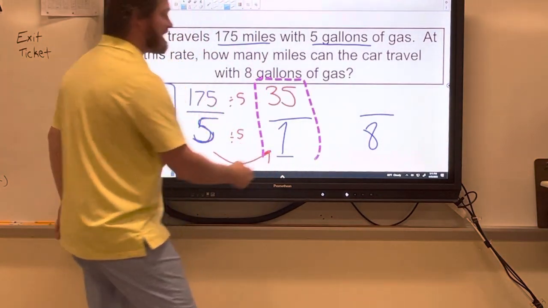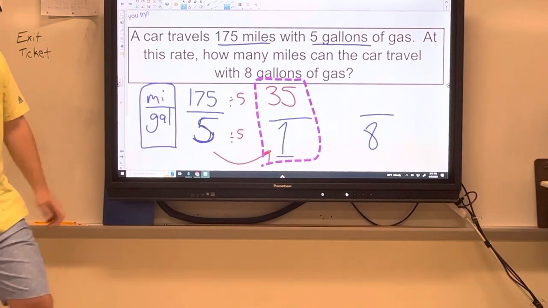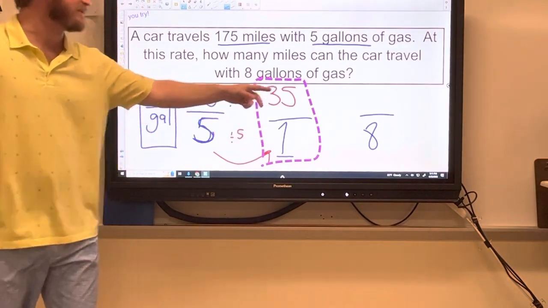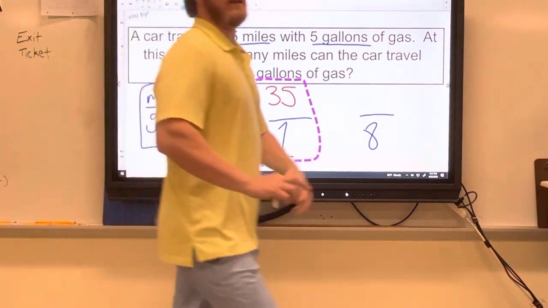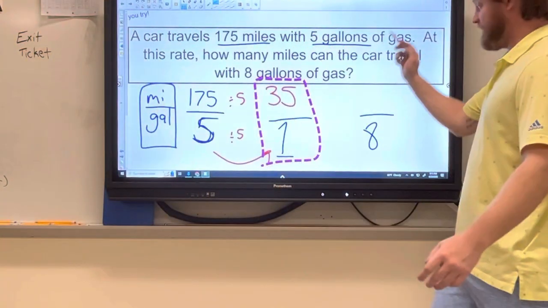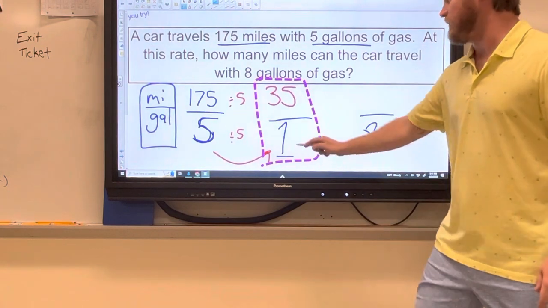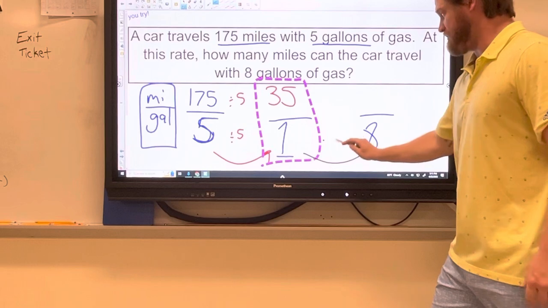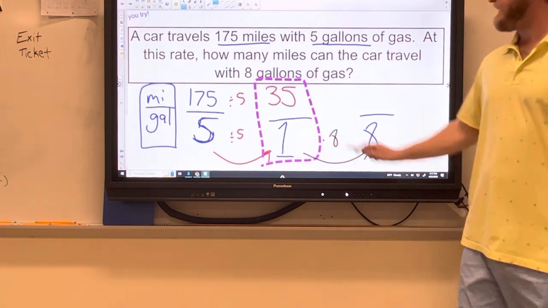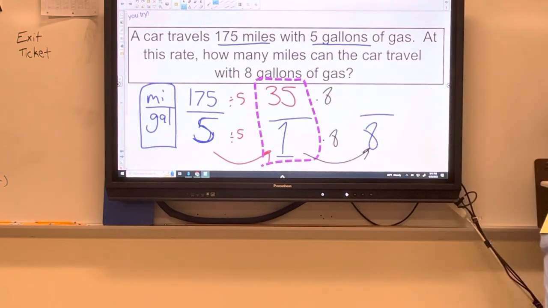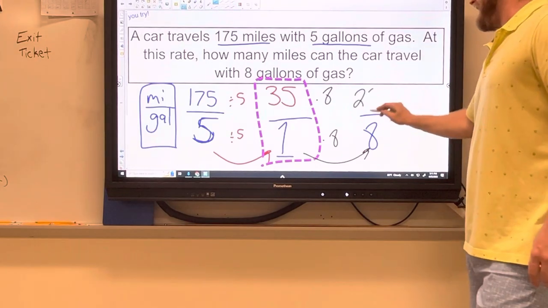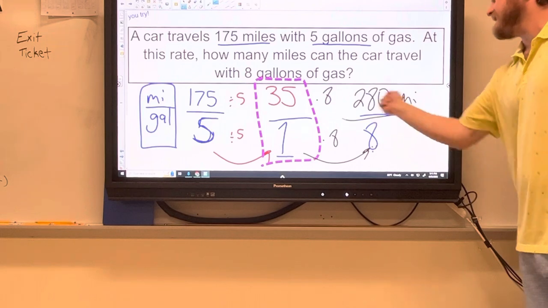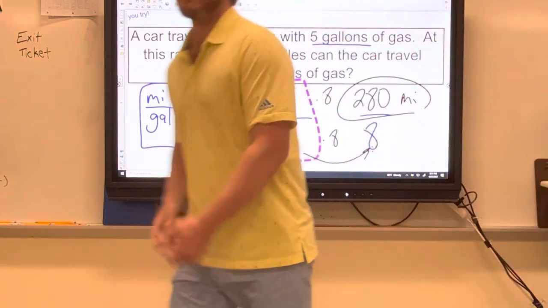What does this pink box mean? It means that this car can go 35 miles per gallon. On 1 gallon of gas, it goes 35 miles. Once you know that, you can answer any question with the following number. Well, it goes 35 miles on 1 gallon. How far can it go on 8 gallons? Just multiply back up. 1 times 8 is 8. So 35 times 8 gives me 280 miles. On 8 gallons of gas, that car is going 280 miles.